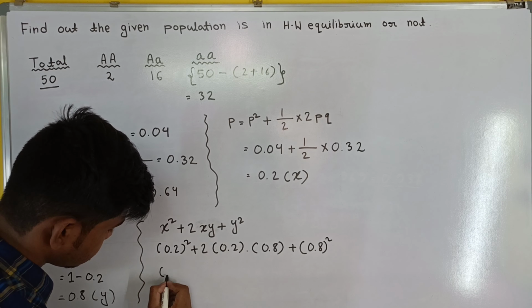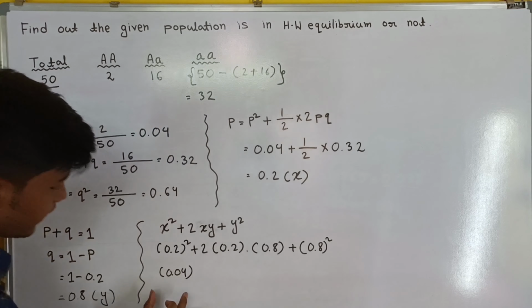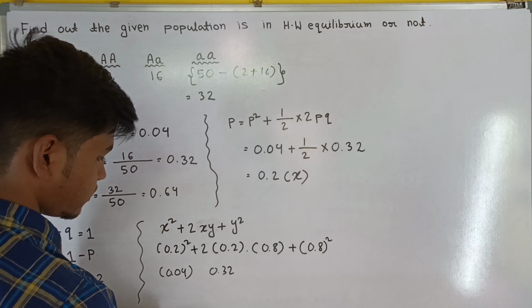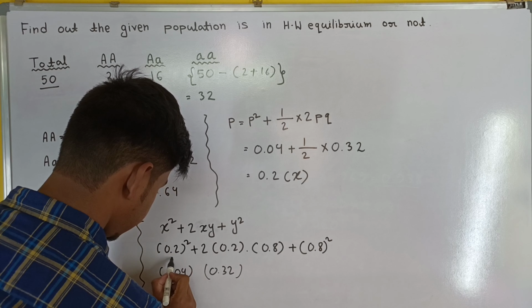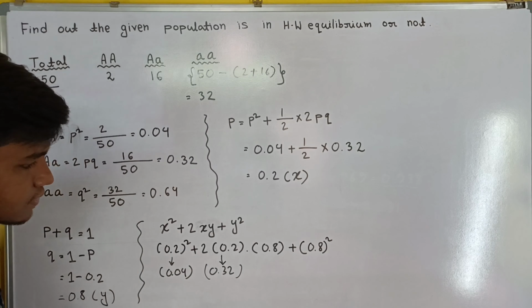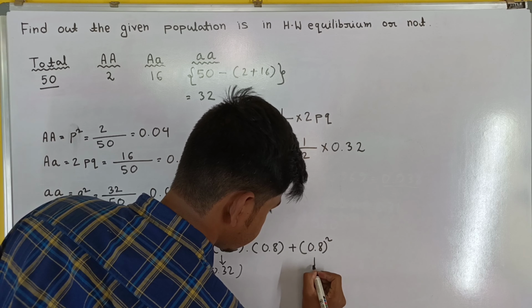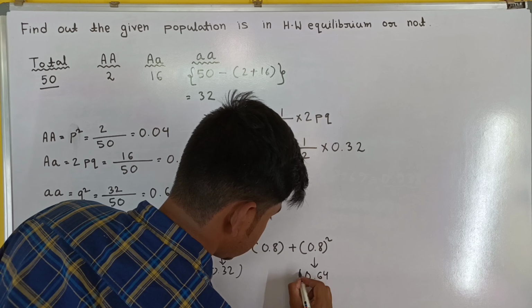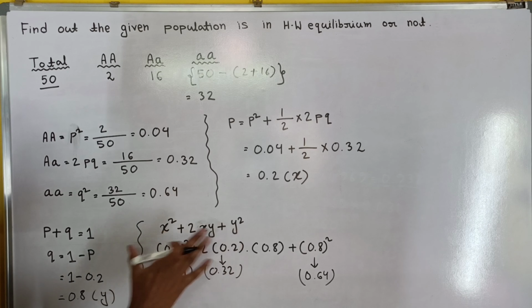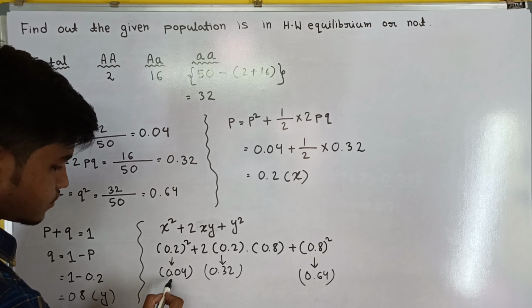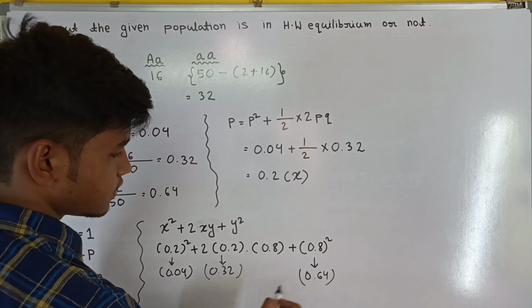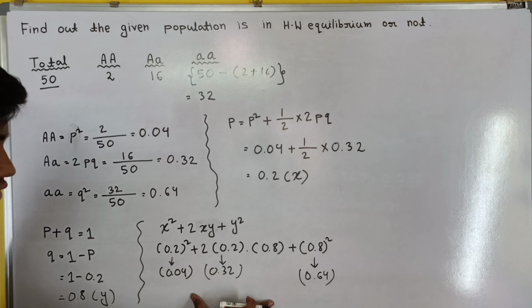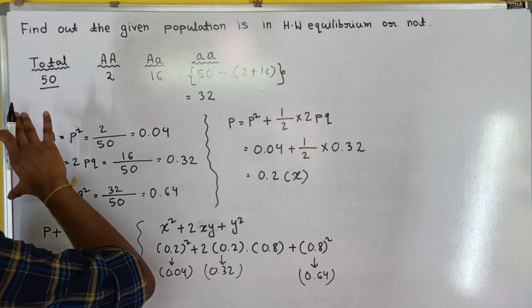So 0.2 square is 0.04. This is the answer. And 2pq is 0.32. And if we calculate y square, then we will get 0.64. Okay, so from here we have got that x square is 0.04, y square is 0.64, and 2pq is 0.32, right friend? So this is the expected genotypic frequency, and this is also the genotypic frequency.